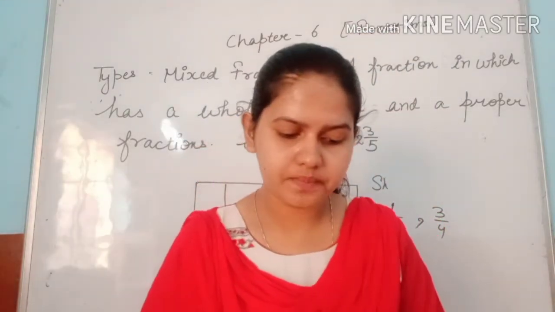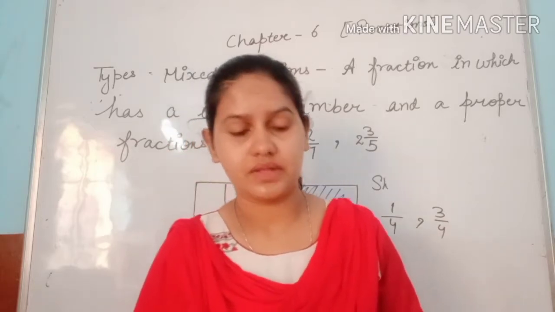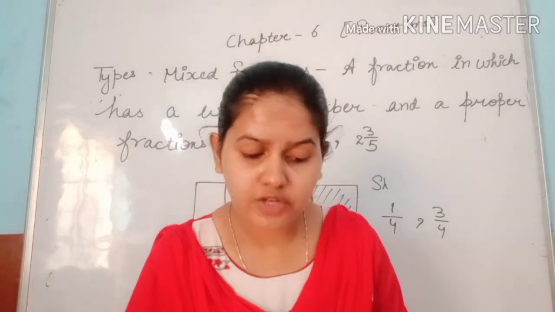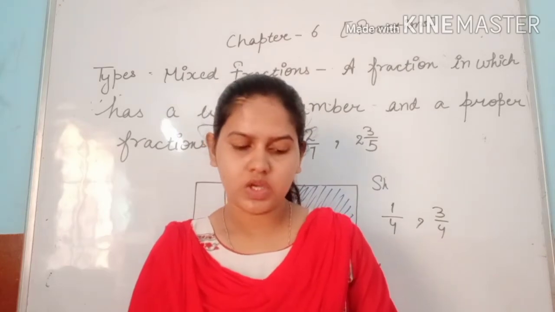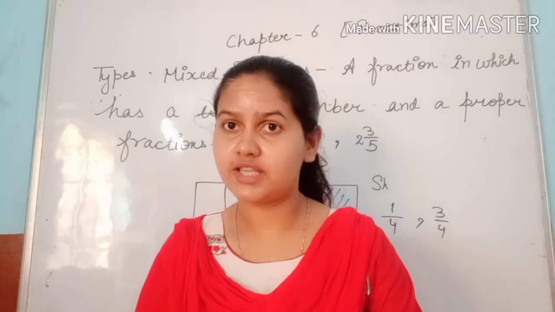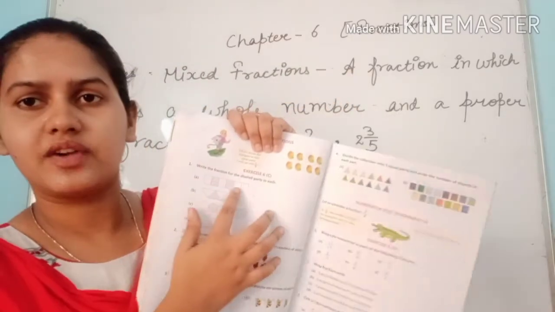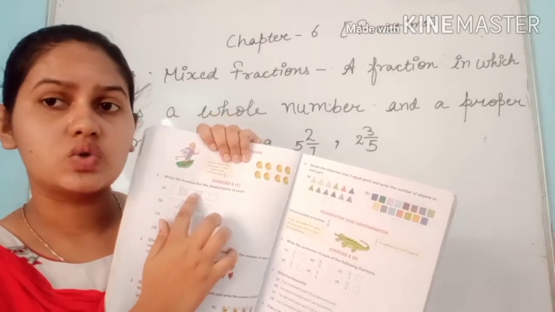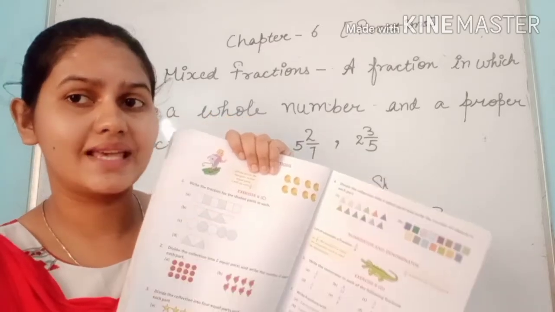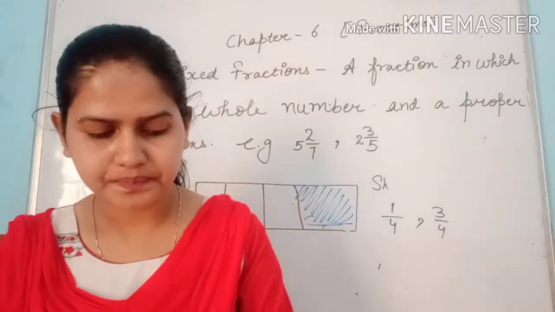Let's do our C1. So that one is the same as our example. Write the fraction for the shaded parts in it. We can see 1, 2, 3, 4, 5, 6. There are 6 parts, right? And 2 are shaded. So how will we write it? 2 over 6, right? So the first one is 2 over 6.